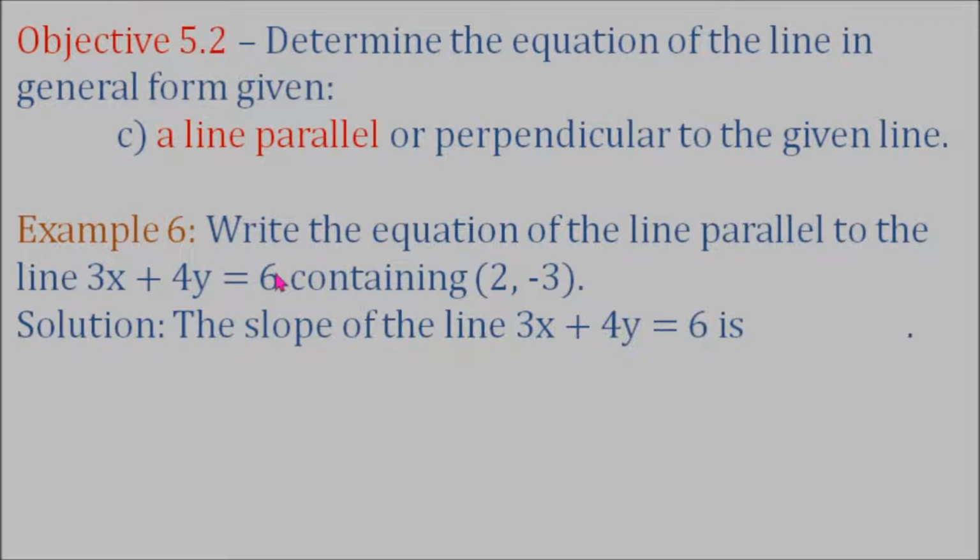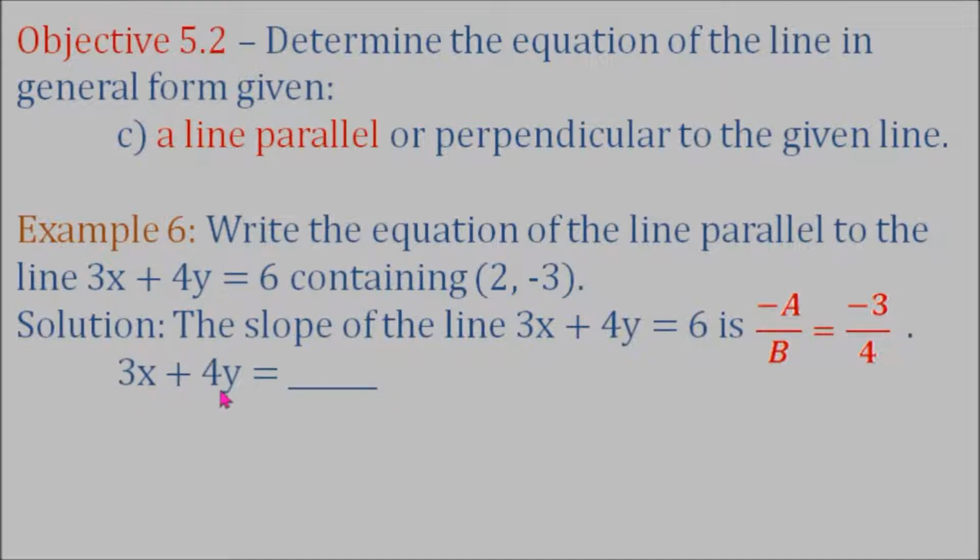Example number 6. Write the equation of the line parallel to the line 3x plus 4y equals 6 containing 2, negative 3. So our solution, the slope of the line 3x plus 4y equals 6 is negative a over b, which is negative 3 over 4. So when we say parallel, the slope must be the same. So meaning to say, we are going to retain 3x plus 4y, and we will just find the c here. So we will do that.